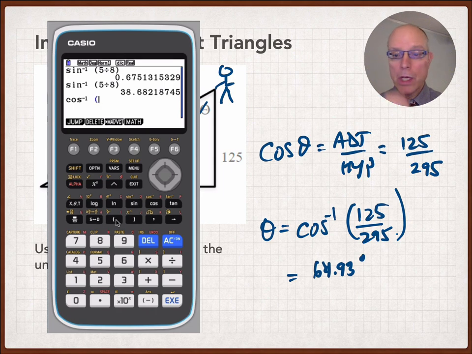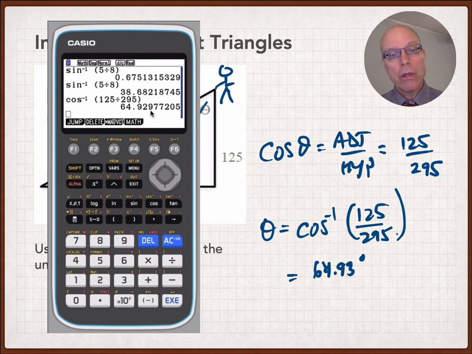Remember to hit your parentheses, and now I just type in 125, not 135, 125, divided by 295, and remember to close those parentheses. I've already got this in degree mode, so that's where I get my answer from: 64.93, just like we promised. So that's how you find an angle using the trig function. I call it using the trig function backwards to make you give up the angle.